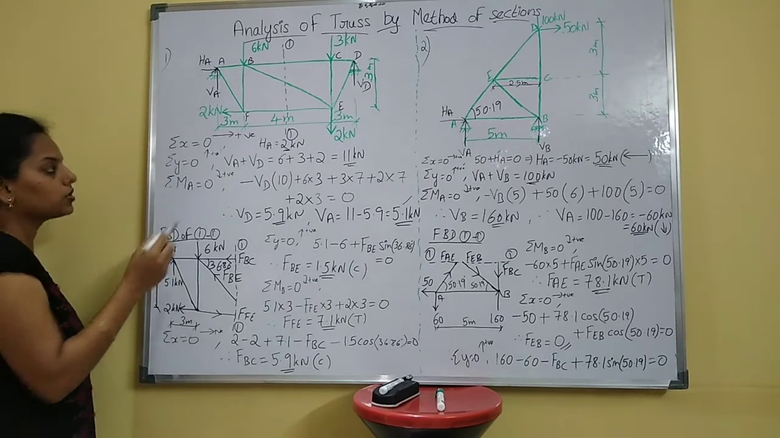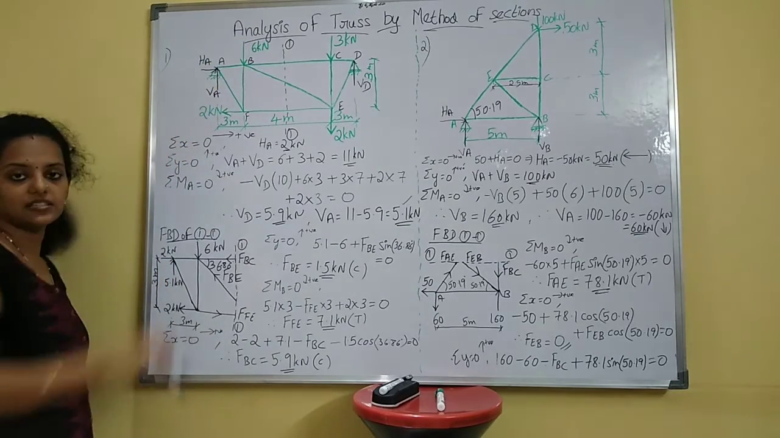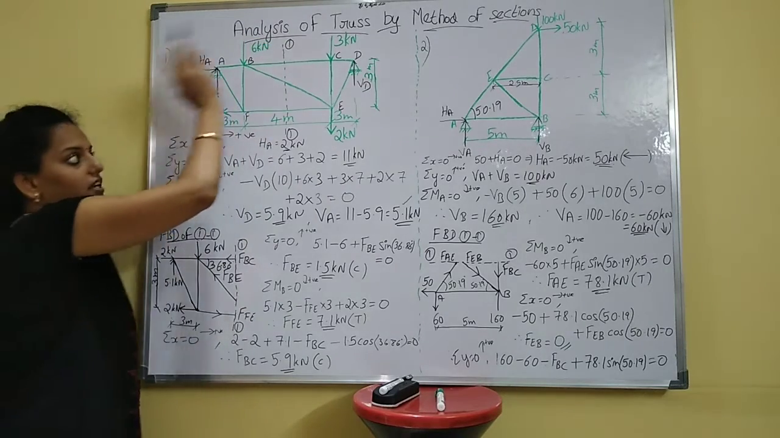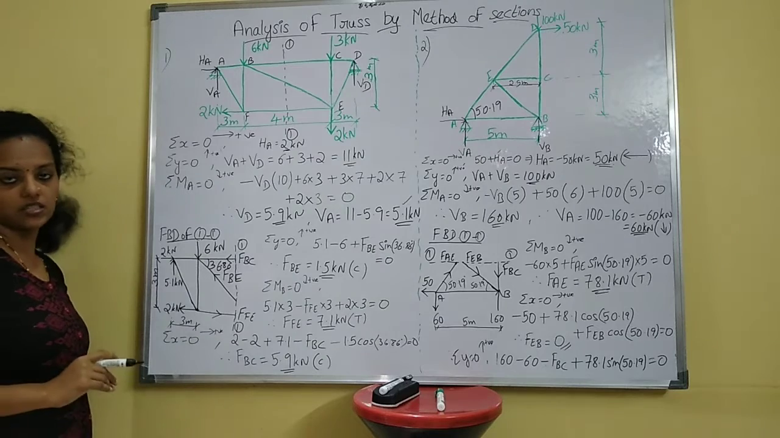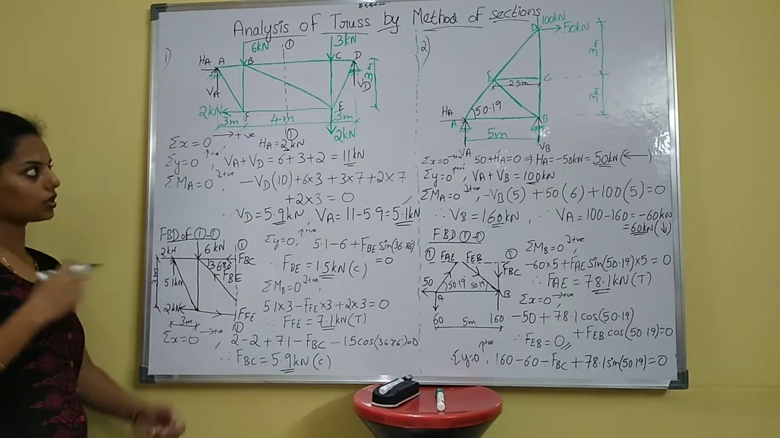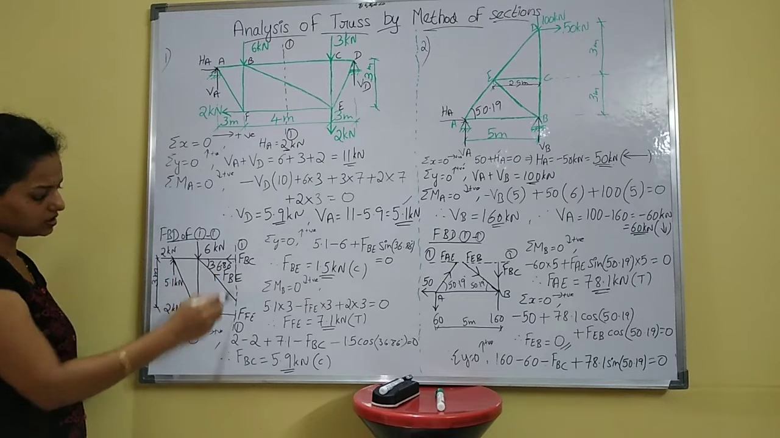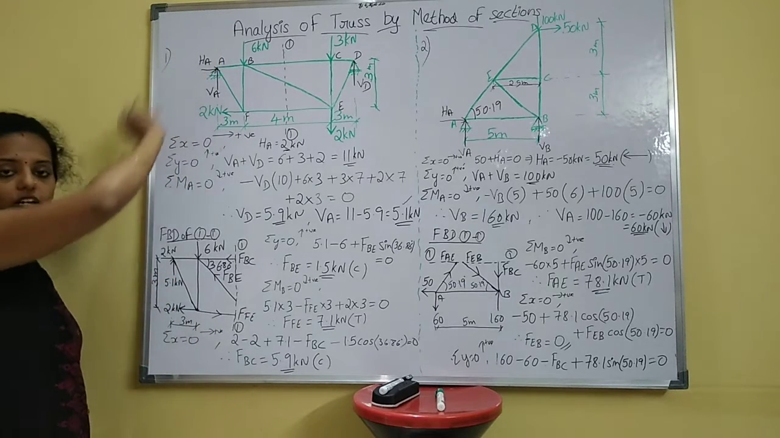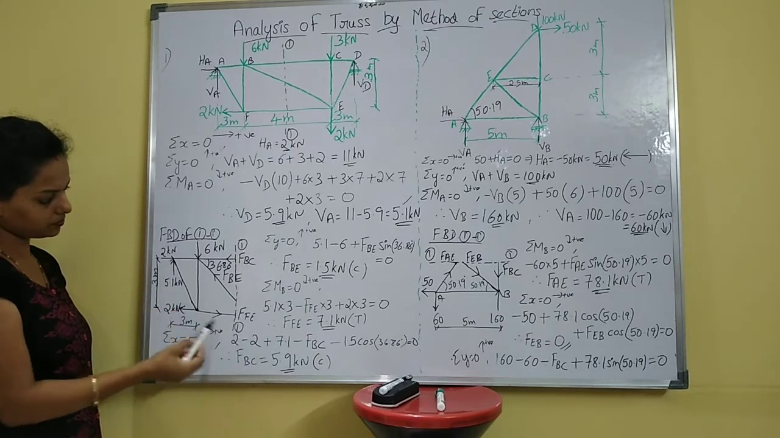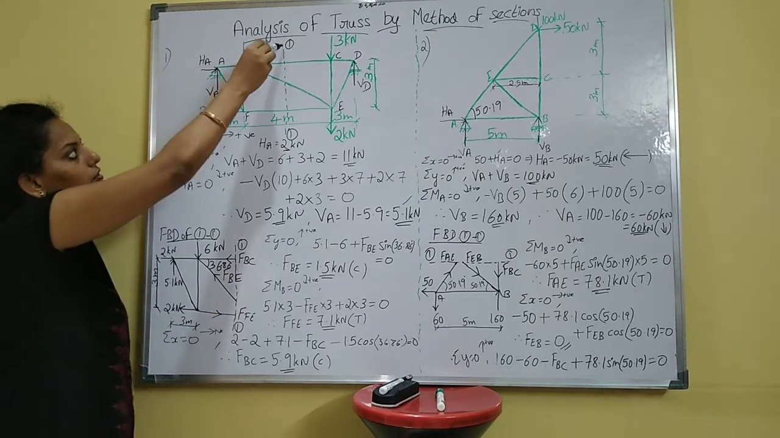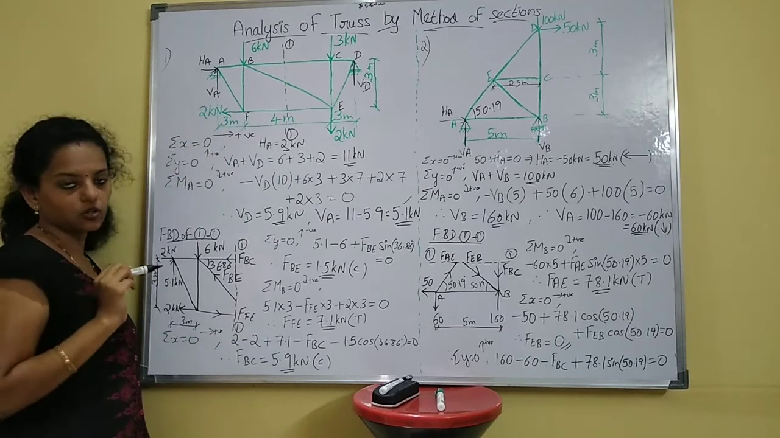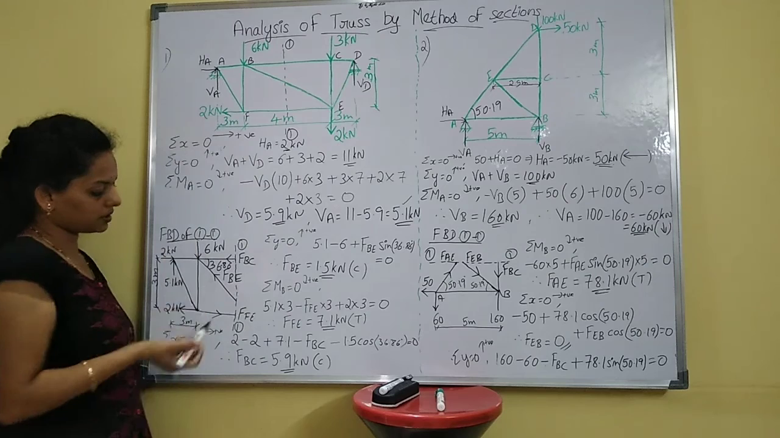Okay, next step, draw the free body diagram of that section 1. You can take either the right side of the section or the left side of the section. I have considered this right portion. So just draw the free body diagram including all the forces. Okay, this is your free body diagram, and here if you cut this section, these 3 members are unknown. So 1, 2, 3 members are unknown.